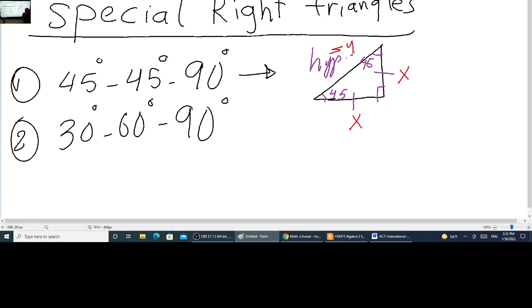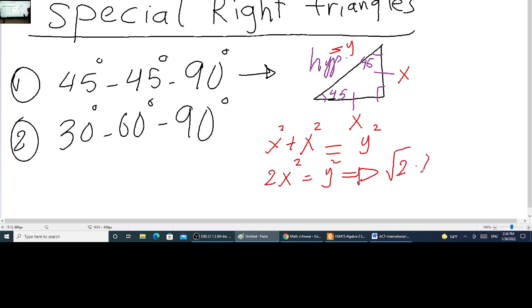Note that by applying the Pythagorean theorem, we have x squared plus x squared equals y squared, right? So 2x squared equals y squared. Now take the square root of both sides to get the square root of 2 times x equals y.